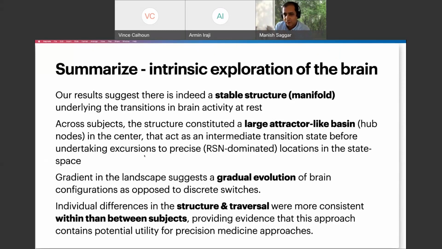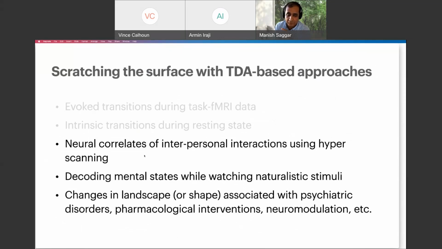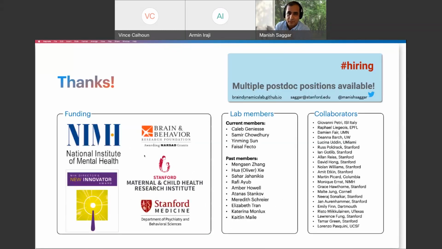And also the traversal in time is very highly subject specific, and the hope is that down the line, when we're looking at ABCD data, that we will be able to find some clinically relevant markers that follow these dynamics that we pick up. And for future work, as I mentioned earlier, we're looking at hyperscanning data or decoding states or changes in landscape associated with different psychiatric disorders or pharmacological interventions, to see if this mapper-based approach can capture those trait transitions as well.